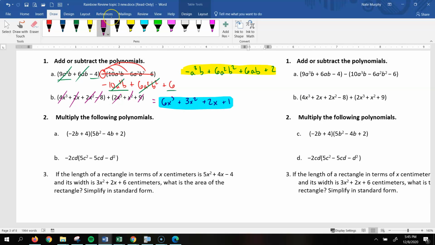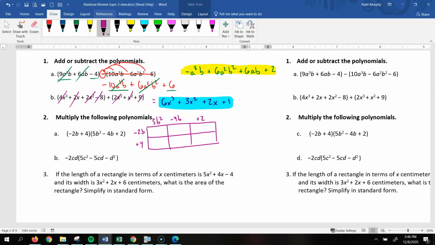All right, let's look at the next one. Now, this is where some people start to have problems. So for letter A here, we're going to multiply these using the box method. So if I use the box method, I have 2 terms times 3 terms. So I'm going to create a 2 by 3 grid. So negative 2b plus 4 would go here. 5b squared minus 4b plus 2 would go up here.